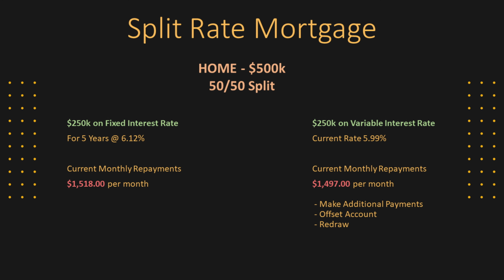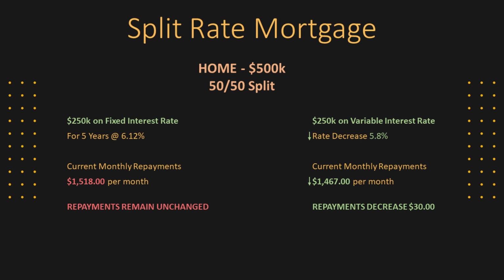With the variable portion of your mortgage, you'd have the flexibility to make additional repayments. This could mean paying off that portion of your home loan faster, as well as having access to benefits such as a redraw and an offset account, depending on the type of variable rate home loan you choose. You may also benefit from an interest rate drop on the variable portion, although your repayments would increase if the interest rate rises.